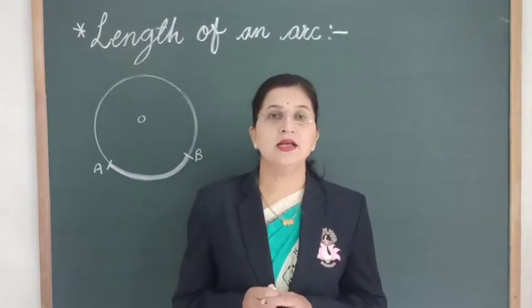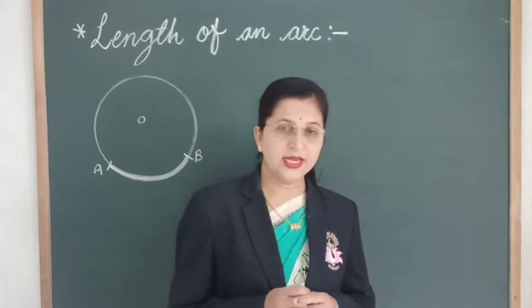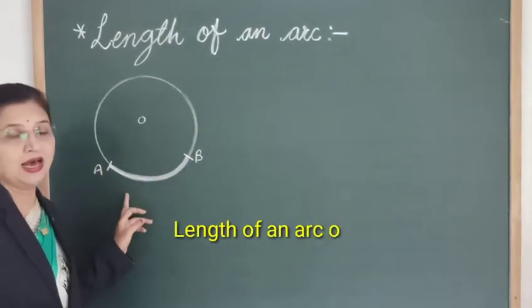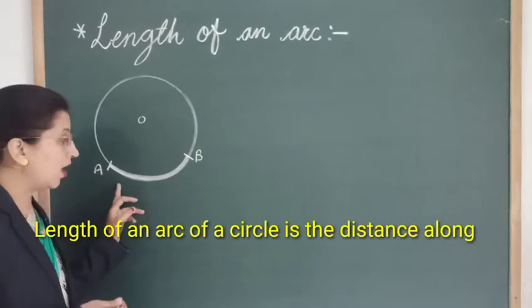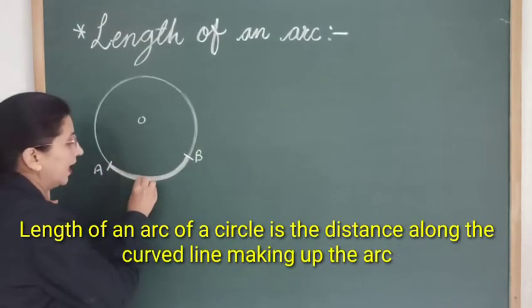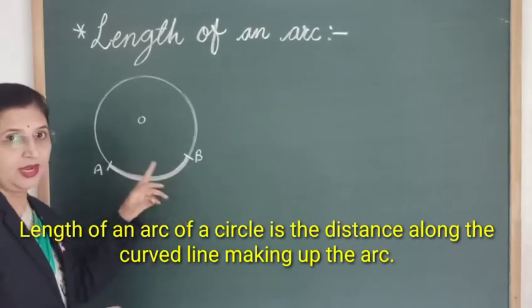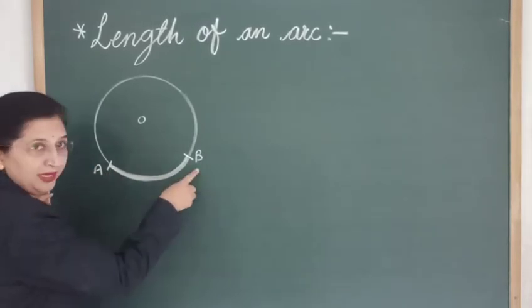Now let's learn the length of an arc. So what is meant by length of an arc? Length of an arc is the distance along the curved line making the arc. Now here, arc AB.